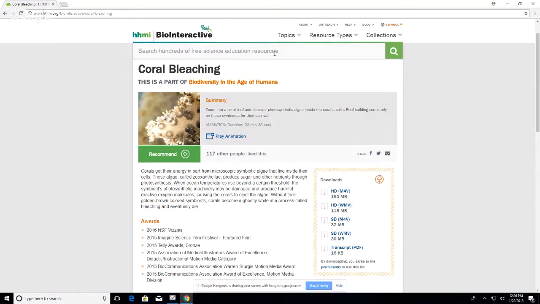Last summer for Australia was a really bad bleaching season, where almost 90% of the Great Barrier Reef in Australia was bleached. But the good news is that sometimes the bleaching can be reversed. If the coral are able to survive, they can then take back in the algae that they got rid of. And so I'm just going to play this short little animation which talks about this relationship.